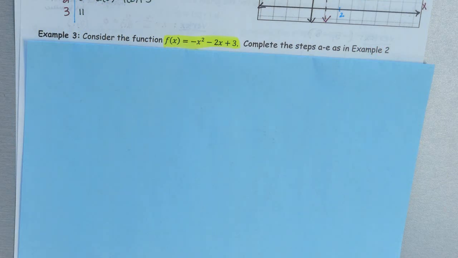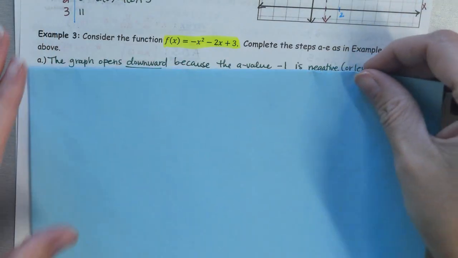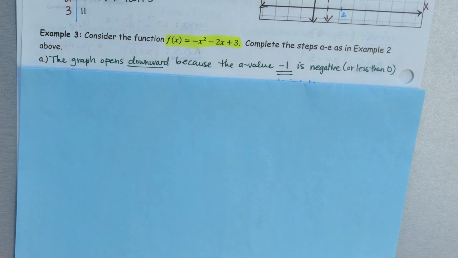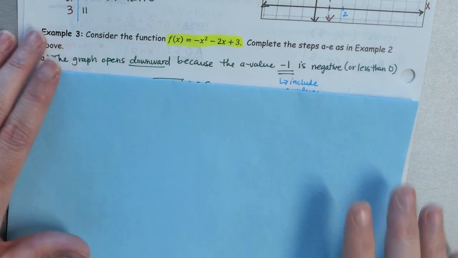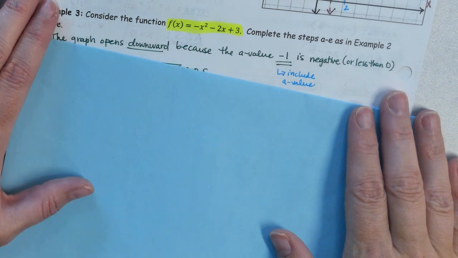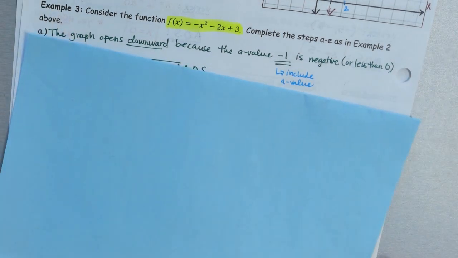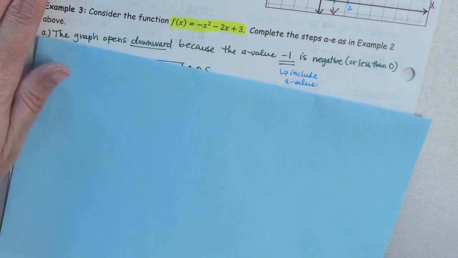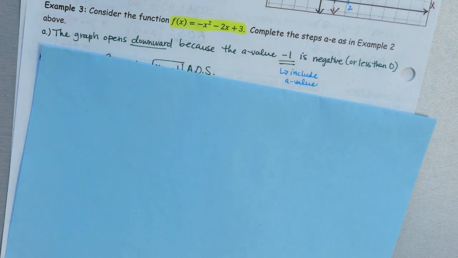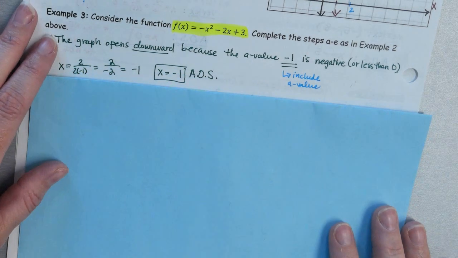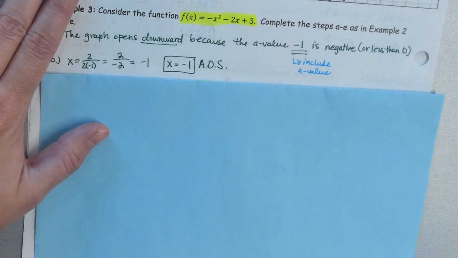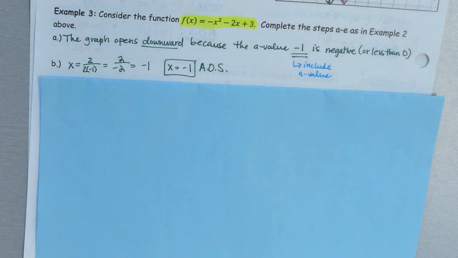Alright, I want you to check your parts A and B with me. So for part A, you need to say that the graph opens downward because the A value, -1, is negative. Or if you wanted, instead of saying negative, you can say is less than 0. But make sure that you have the A value in your explanation. And if you don't, we're just going to add it in there. Okay? So make sure you identify the A value. Okay, so you need to say that it's -1.